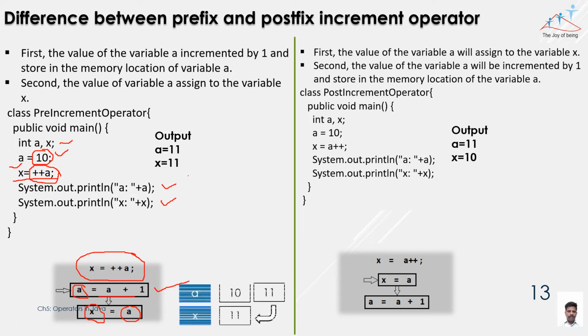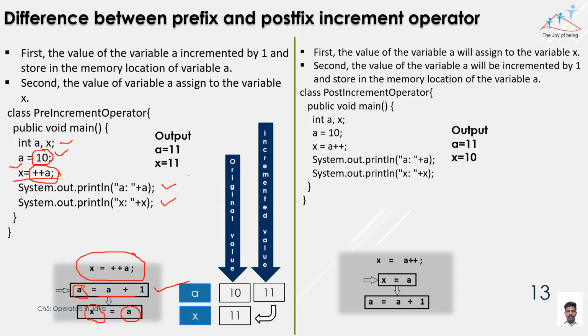You can see here, the original value of a is 10, so first it will increment, since it is prefix plus plus a. That updated, incremented value will be assigned to x. So here the value of both a and x will be 11 only. Now we will see the postfix increment operator.